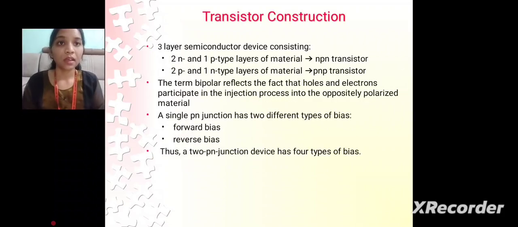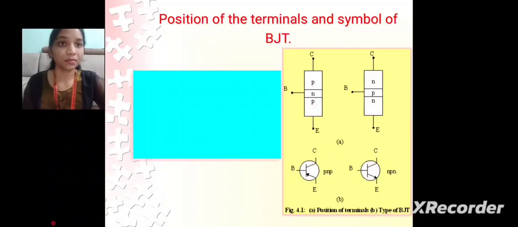Next, transistor construction. A three-layer semiconductor device consisting of 2 N-type and 1 P-type layer of material is an NPN transistor. With 2 P-type and 1 N-type layer of material, it is a PNP transistor. The term bipolar reflects the fact that holes and electrons participate in the injection process into the oppositely polarized material. A single PN junction has two different types of bias, forward bias and reverse bias. Thus, a two-PN-junction device has four types of bias.